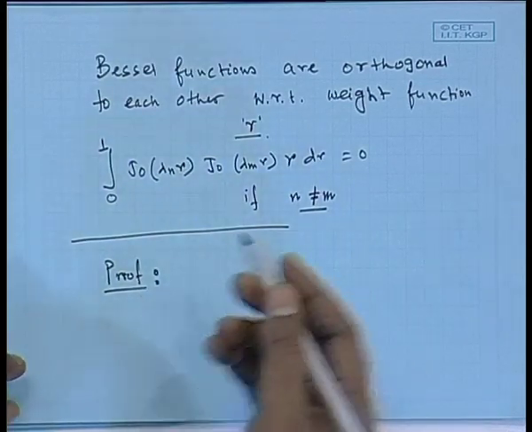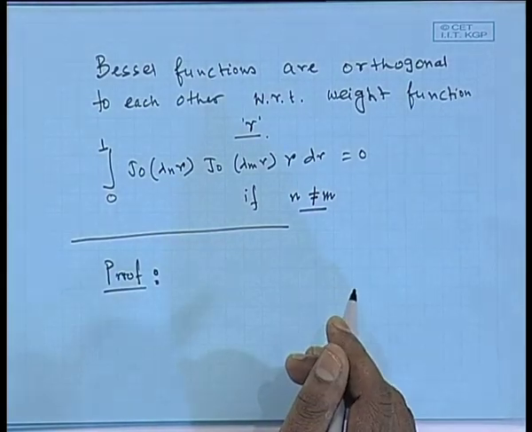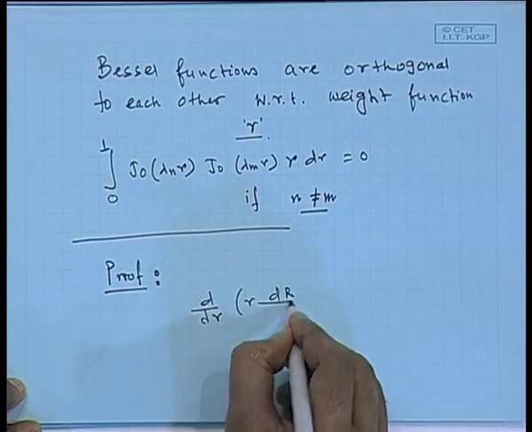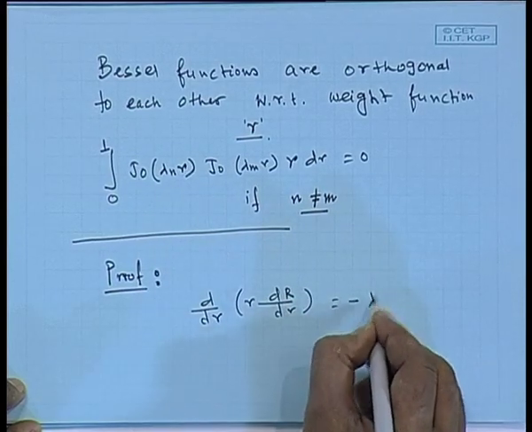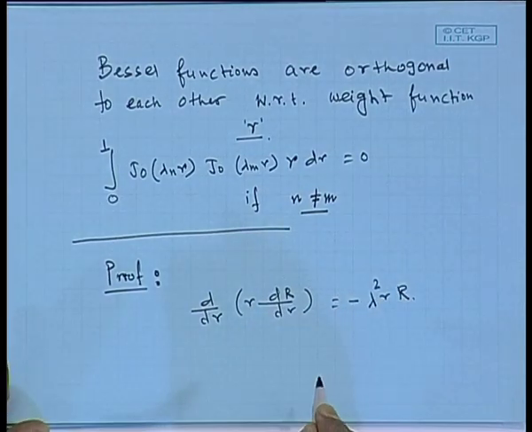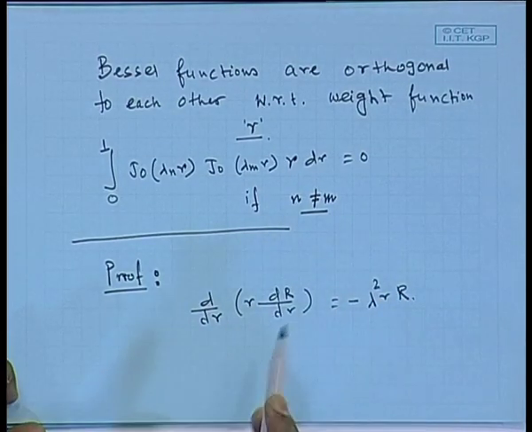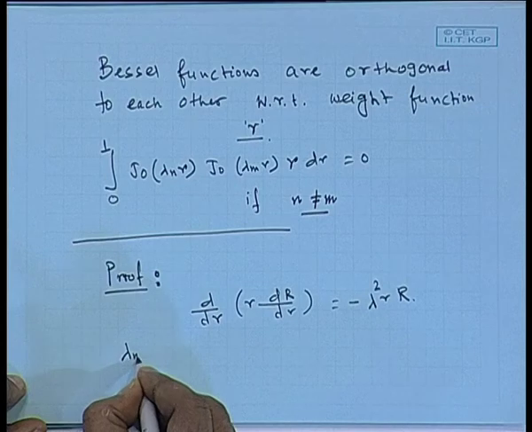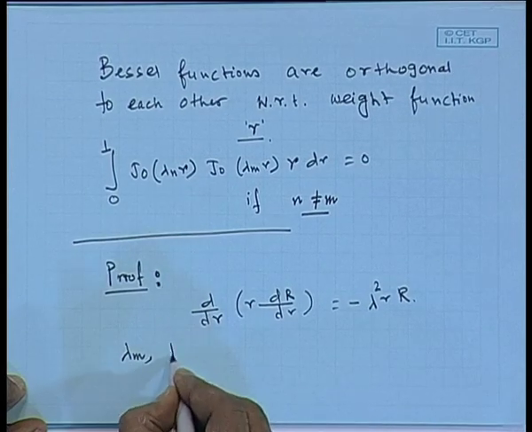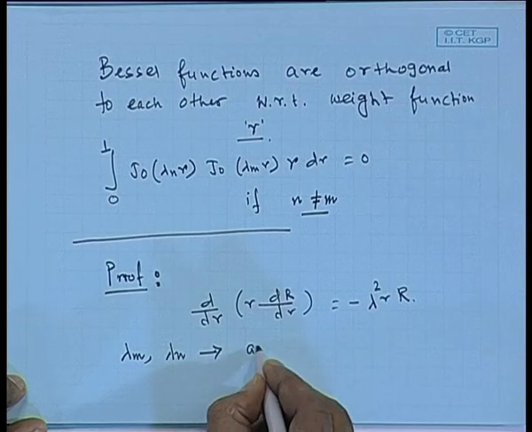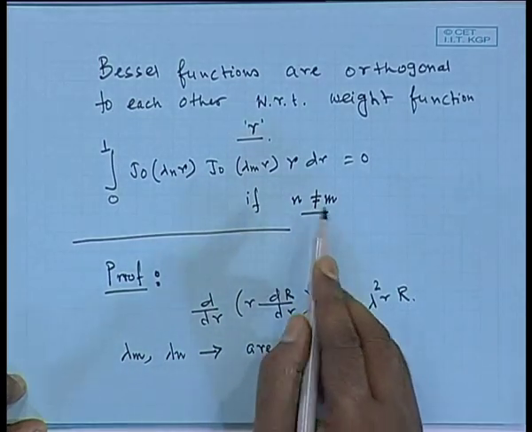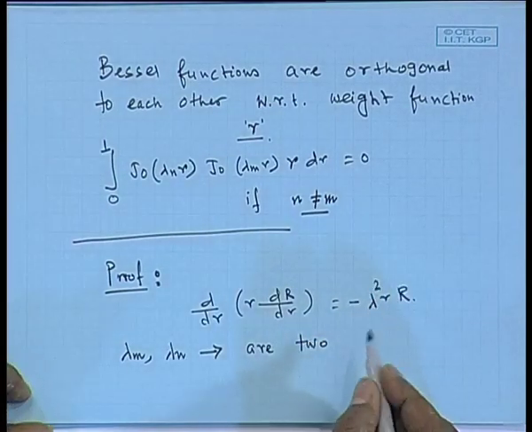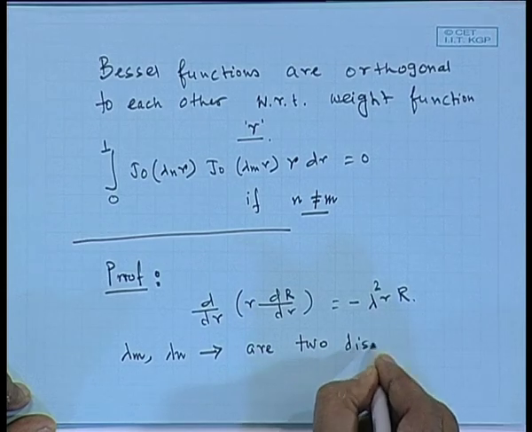The proof goes like this: you just write down the equation of the Bessel function. What is that? d/dr of (r dR/dr) is equal to minus λ square r R. Now, let us say we are having two distinct eigenvalues, λm and λn. Distinct means n not equal to m. Identical means n is equal to m. We consider λm and λn as two distinct eigenvalues.